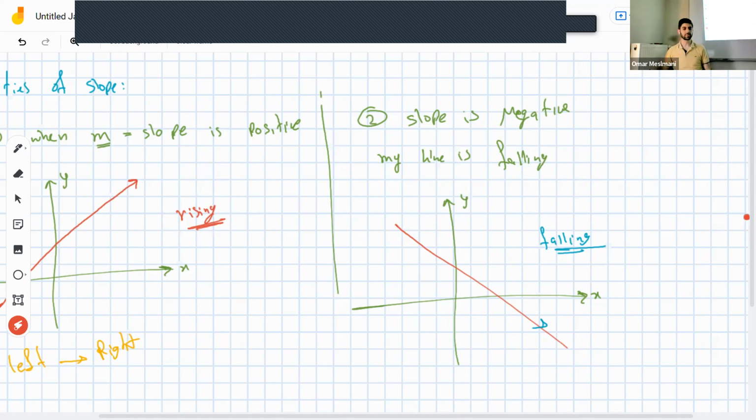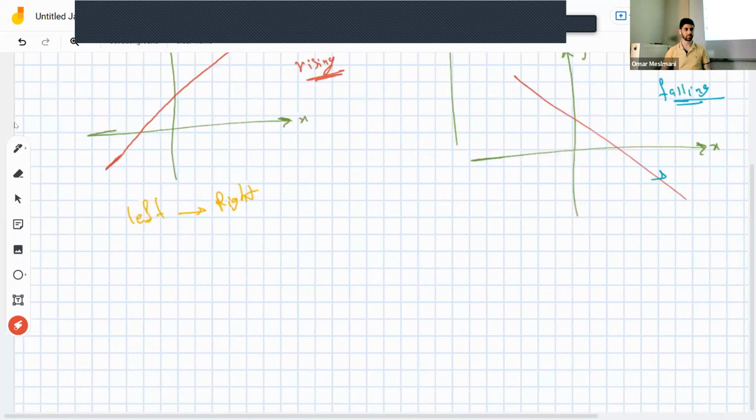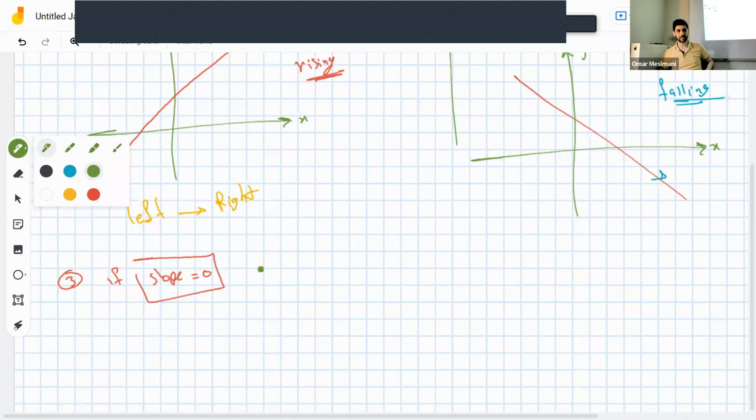But this is property number 1 and 2. I have property number 3 and number 4. Careful with me, please. So 3: if the slope equals 0. Now we did talk about the positive. If it's positive, it's going up. If it's negative, it's going down. But if it's 0, what would you say about my line? If the slope is 0, the line is horizontal. Exactly. It's going to be parallel to the x-axis, which is, as you said, Yahya, horizontal.